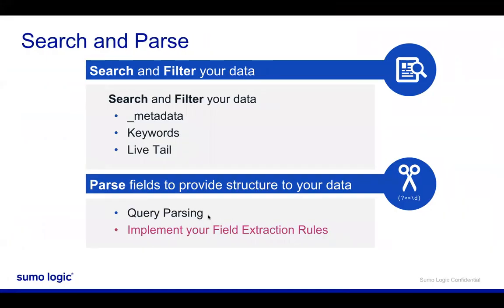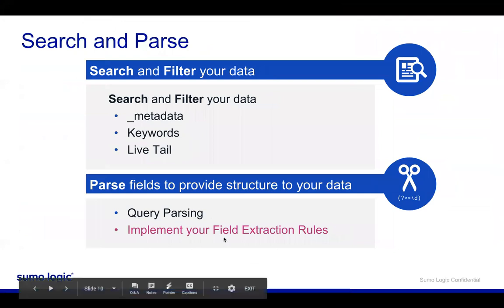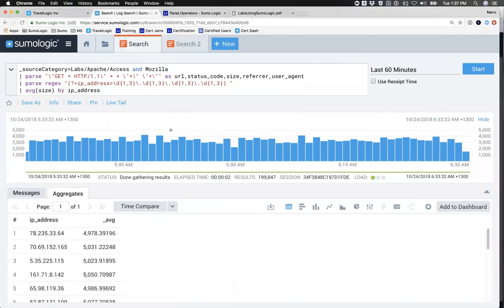But now the question that I normally get around here is, oh, this is great that I'm parsing, but I don't want to have to parse every single time I'm using the Apache Access data. And the good news is that you don't have to. You can create what we call field extraction rules. Hopefully, most of you have already created them, but just in case you haven't, let me show you.